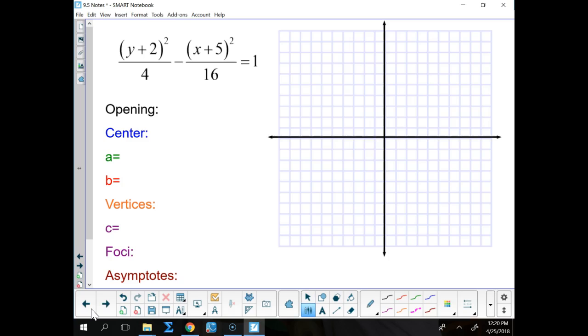So it's a vertical type one. Center: negative 5 comma negative 2. 2, 4, 5. 2, 4, 5. 1, 2. That gets me a center, right? A value: 4. Oh, I learned something new today too. Okay, B value.